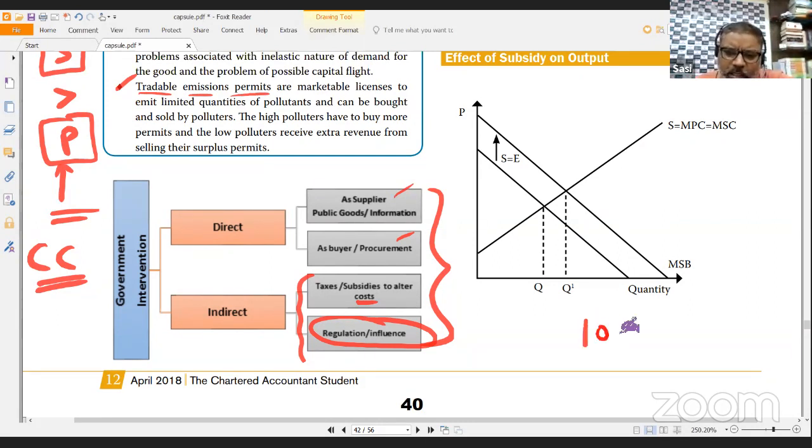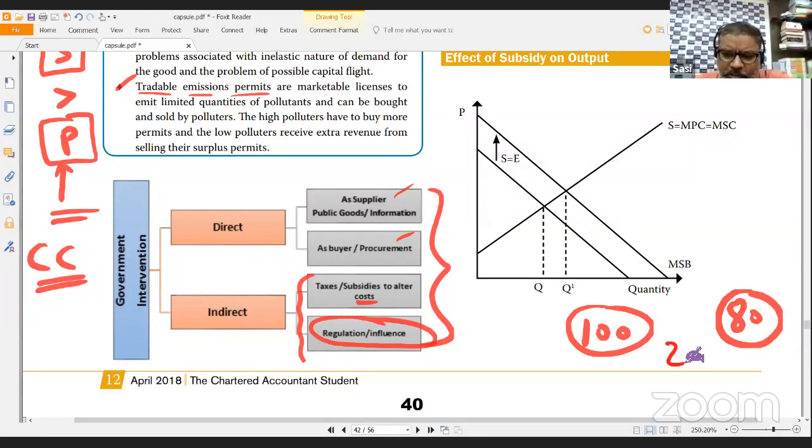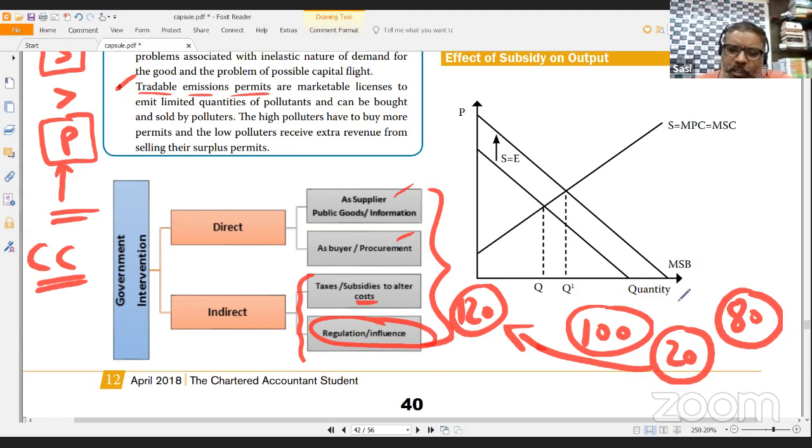Let us say 100 is the number of units somebody got from the government as licensed pollution allowed. If somebody has only polluted 80, that means he still has 20 left. That 20 he can sell. Or somebody has polluted, let us say 120, who has polluted more, but he has permission for only 100. So what will he do? He will buy this 20 from the less polluted person.